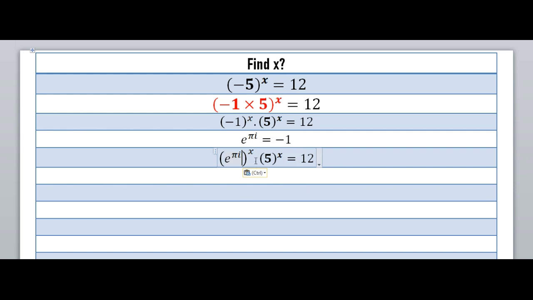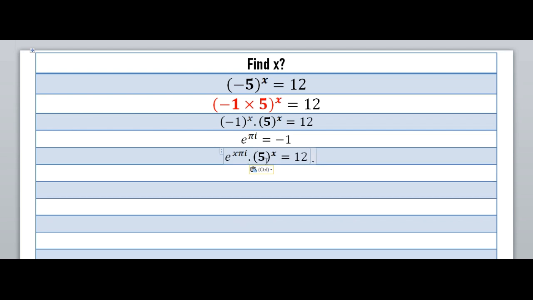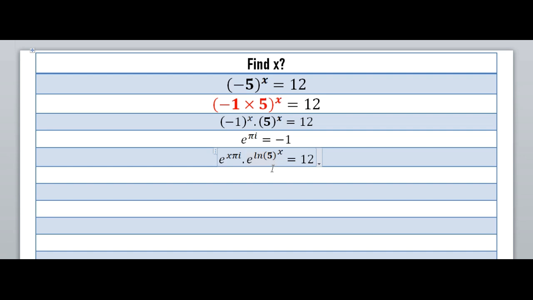So where we have negative 1, we are going to substitute this value, which is exponential pi I. When you take x, the power outside multiplies the power inside. When you bring x inside the bracket, we'll have exponential x pi I. Then 5 raised to power x, if you introduce exponential and ln, ln is the inverse of the exponential function, so that will be exponential ln of 5 raised to power x. So exponential ln of 5 raised to power x is equal to 12.